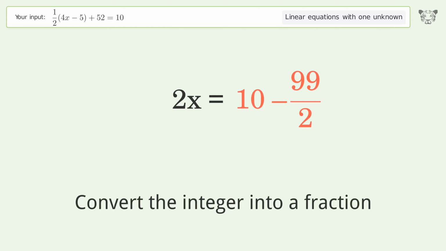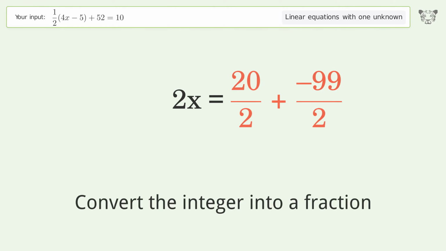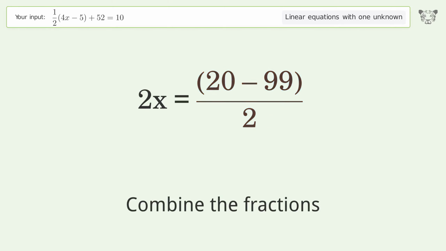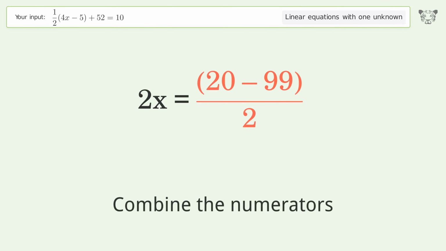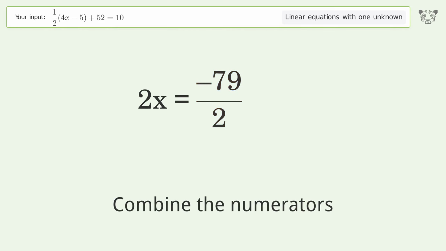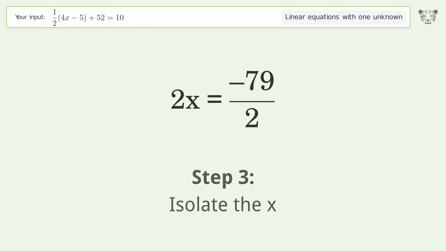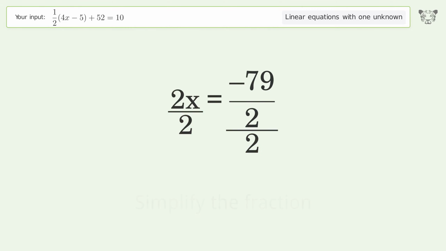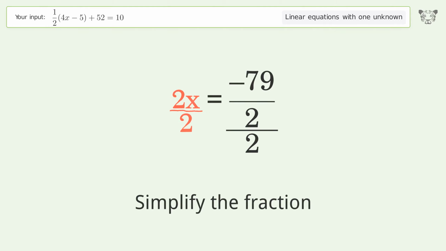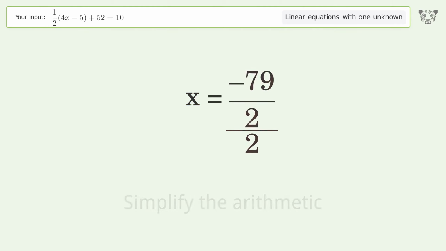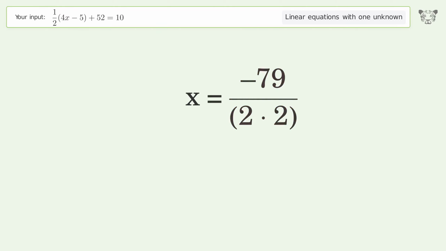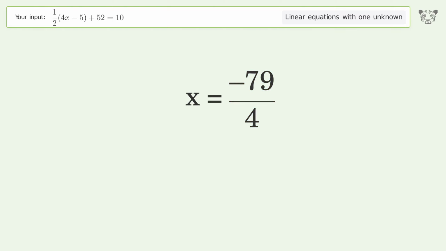Convert the integer into a fraction. Combine the fractions. Combine the numerators. Isolate the x. Divide both sides by 2. Simplify the fraction. Simplify the arithmetic. And so the final result is x equals -79/4.